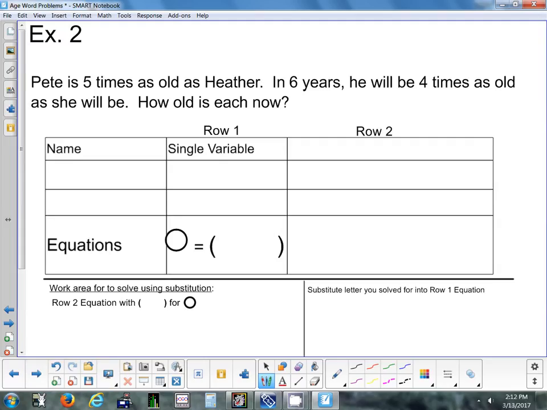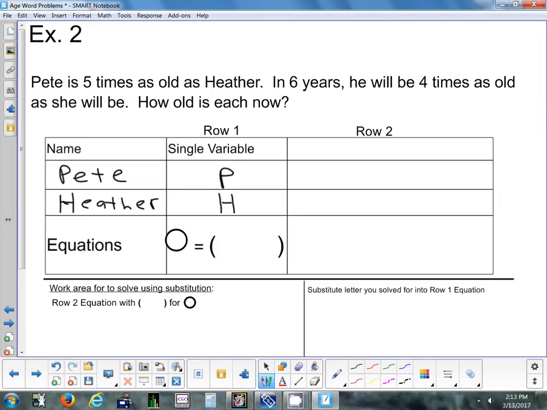All right, somebody walk me through the first step. Write down the names. What are the two names in this problem? Pete and Heather. Okay, Antonio, tell me my second step. A single variable. Somebody give me a variable that would make sense for Pete. P. All right, let's use P. And a variable for Heather. H.